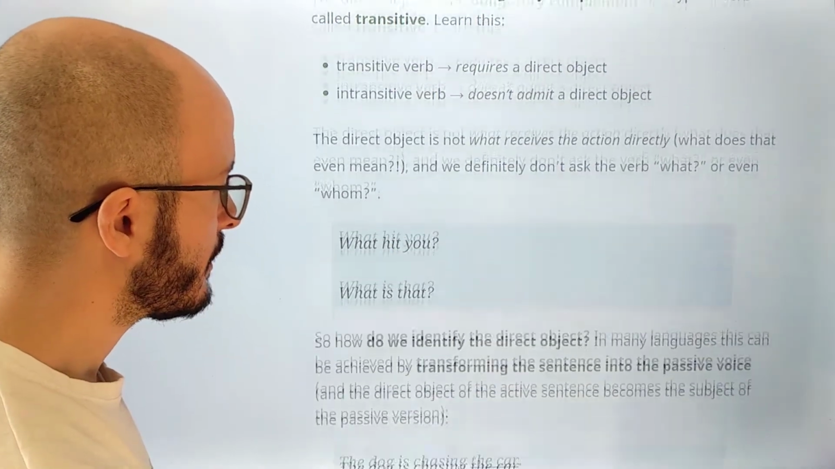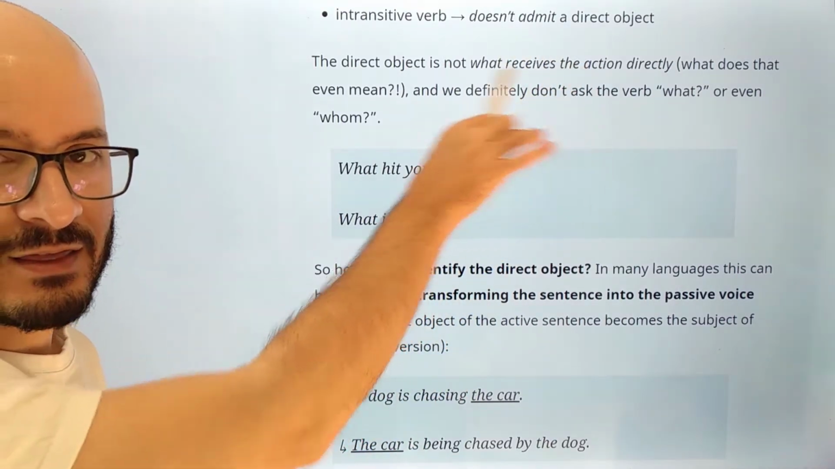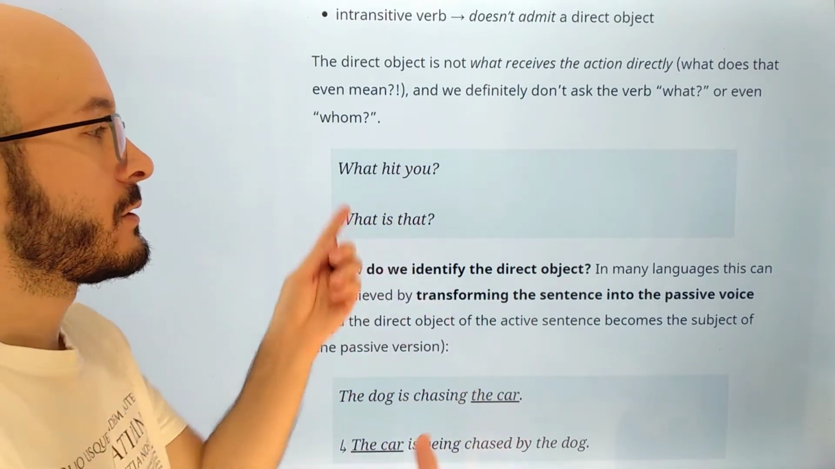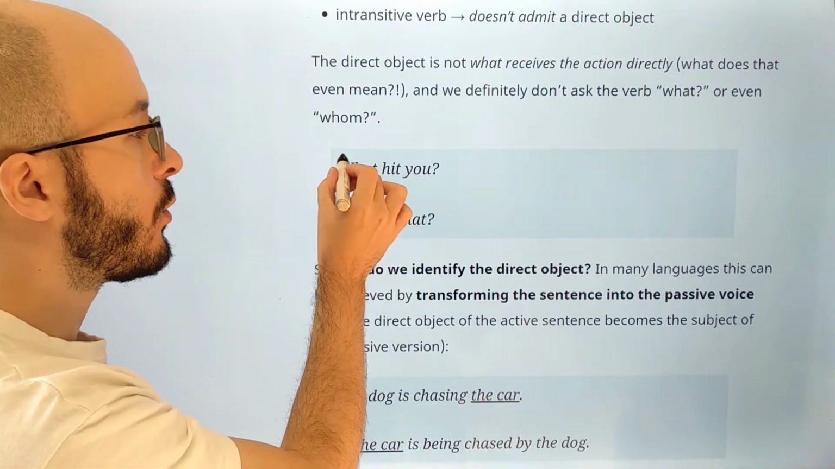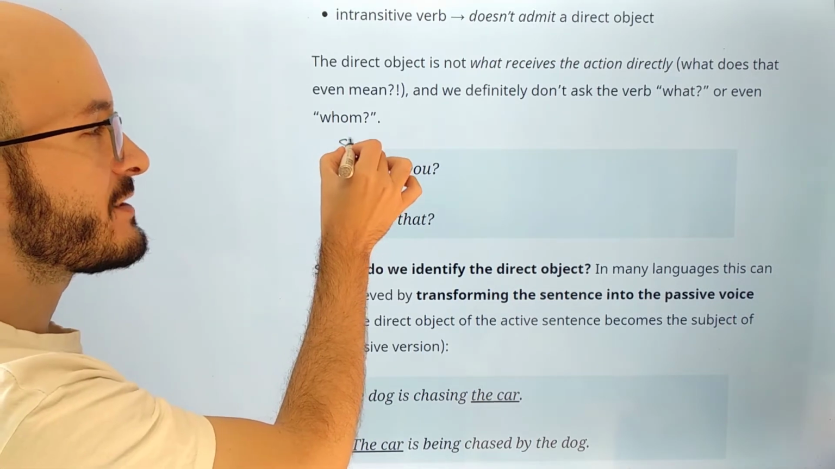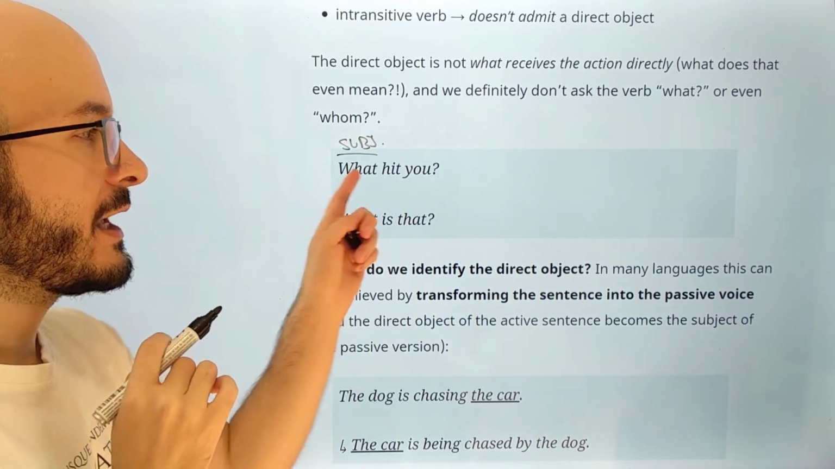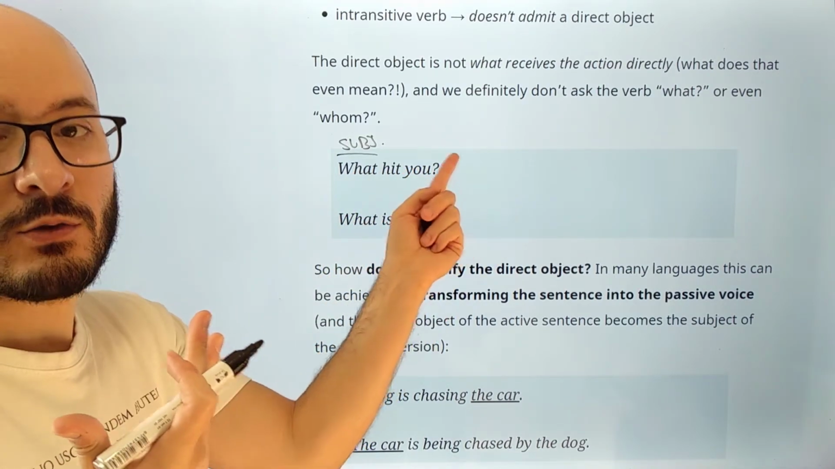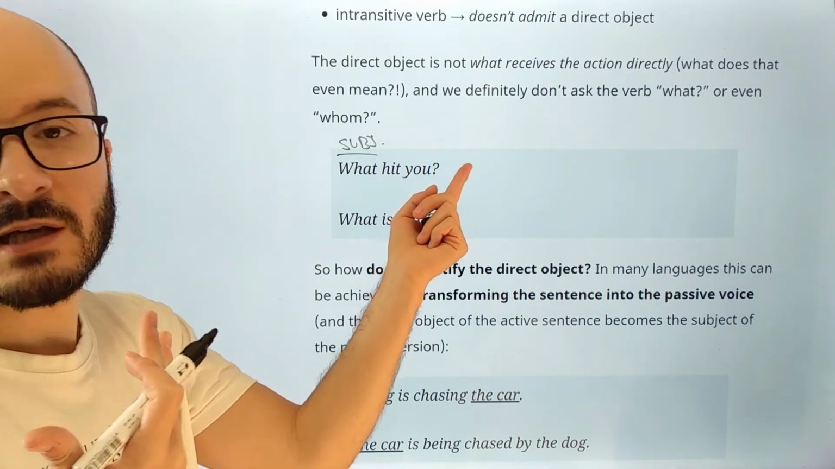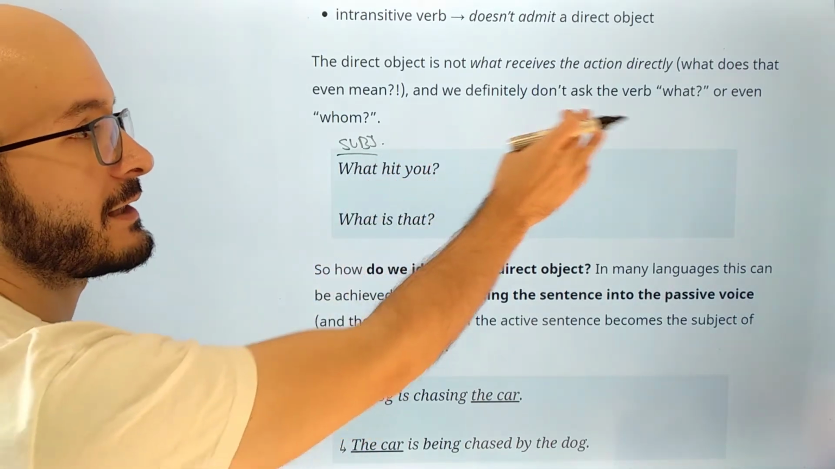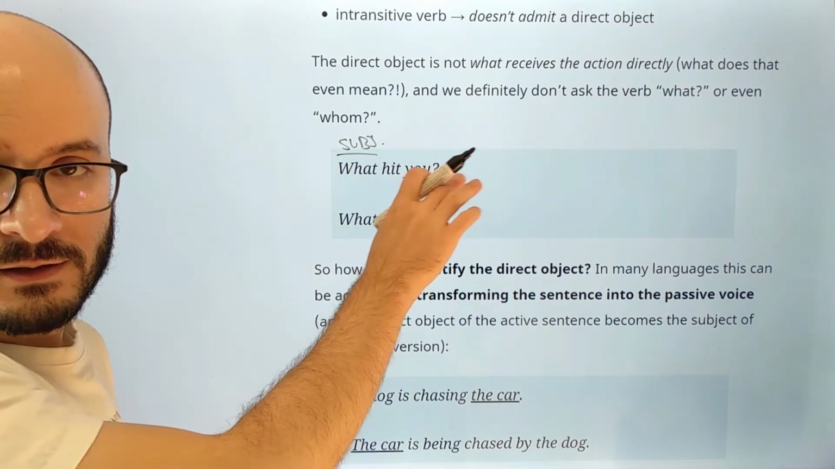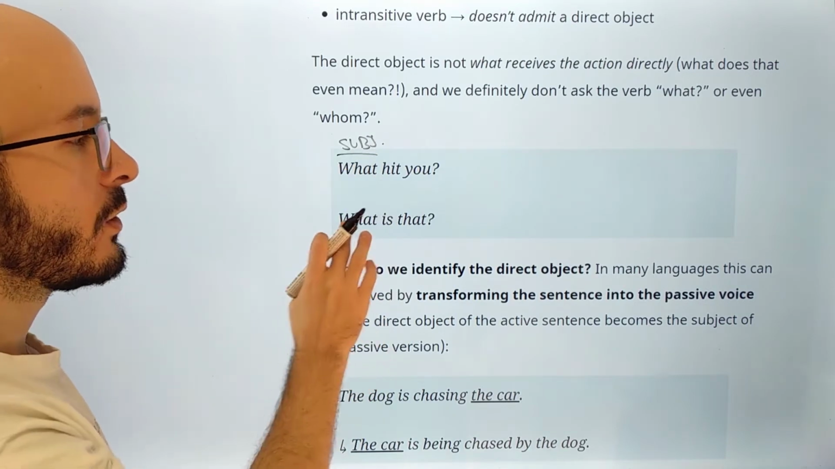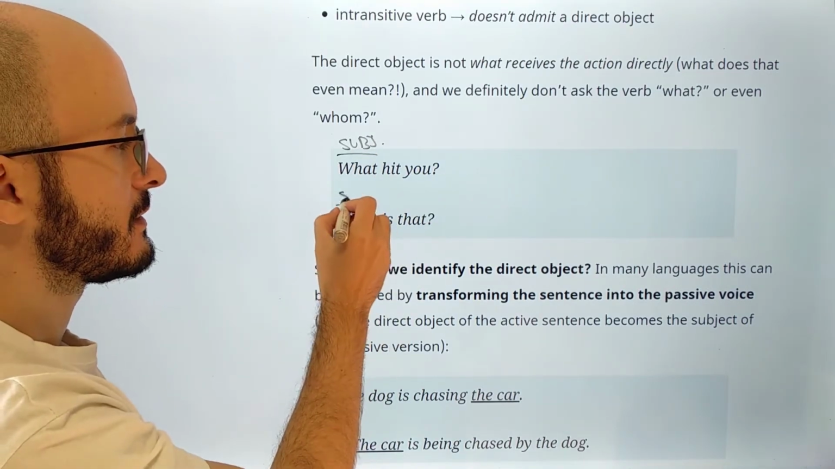So let's see why we shouldn't be asking these things to the verb. What hit you? What hit you, no? And this what is the subject. What hit you? Because what hit you? The rock hit me. So the rock is the subject. Okay. So we see that if we ask what in here, we are referring to the subject, not to the direct object. What is that? Again, this is the subject.